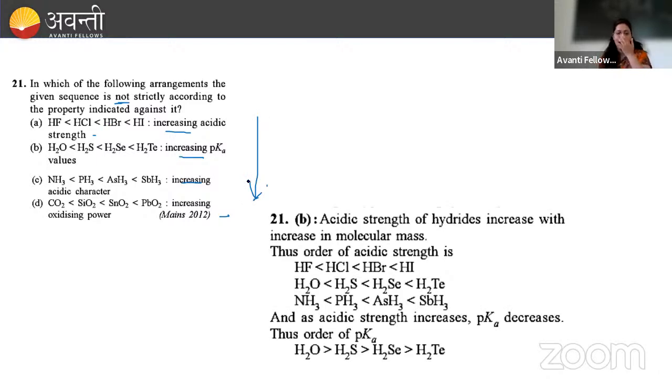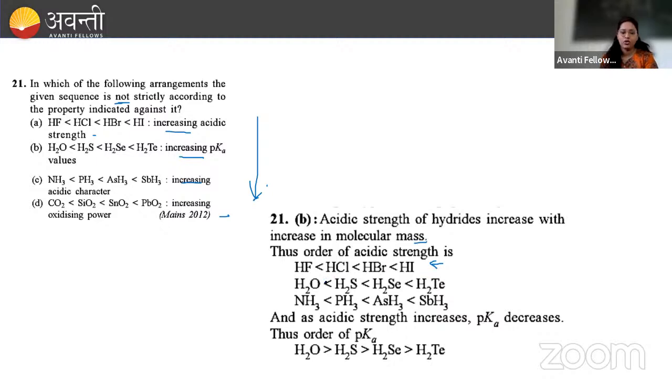So acidic strength of hydrides increases with increase in molecular mass. So हमारे जो hydrides हैं ना, उनकी जो acidic strength है, वो क्या होती है? As the molecular mass increases, they increase. Okay, so the order of acidic strength is like this: HF, then HCl, then HBr, then HI.